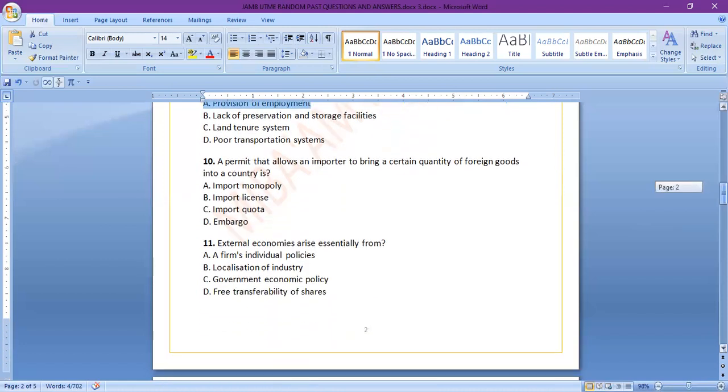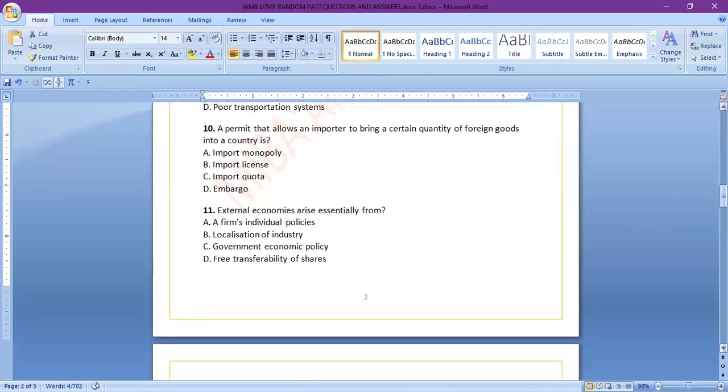unemployment. Number 10, a permit that allows an importer to bring a certain quantity of foreign goods into a country is A, import monopoly. B, import license. C, import quota. D, embargo. In international trade, all these concepts are part of international trade. When an individual is allowed to import a certain quantity of foreign goods through the permit of government, then you should know that it is what is known as import quota.